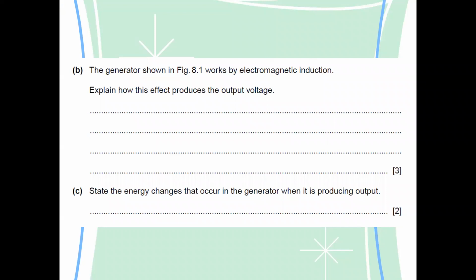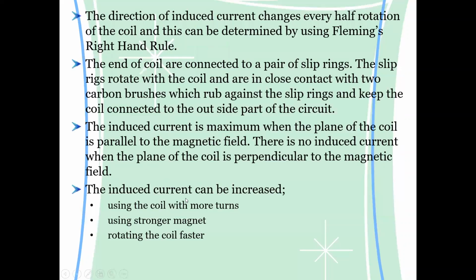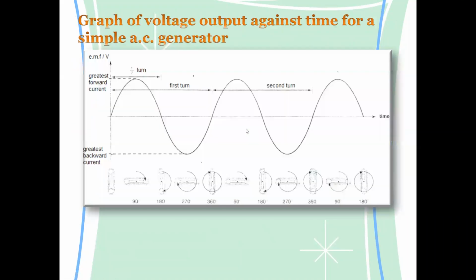The generator shown in figure 8.1 works on electromagnetic induction. Explain how this effect produces a magnetic field. So for the whole working of the generator, there are 3 marks. You have to write these whole parts. This will be the full answer. When the coil rotates, it cuts the magnetic field lines. So EMF is induced, and that makes the current flow through the coil. And as the coil rotates sideways, up and down, it changes the direction of the induced current.